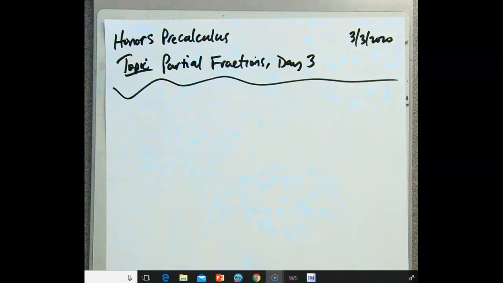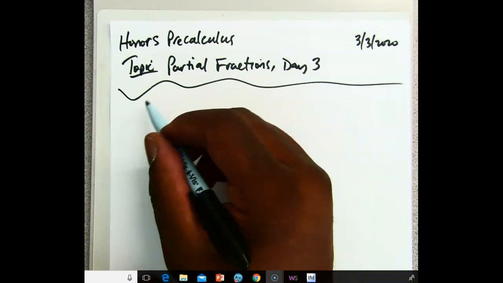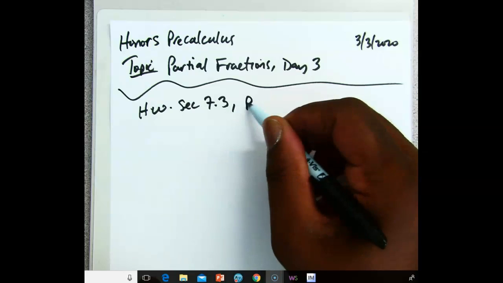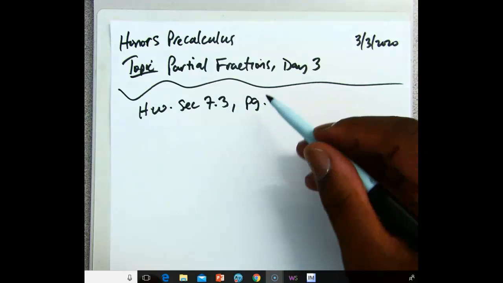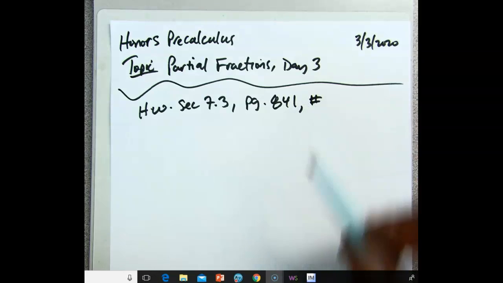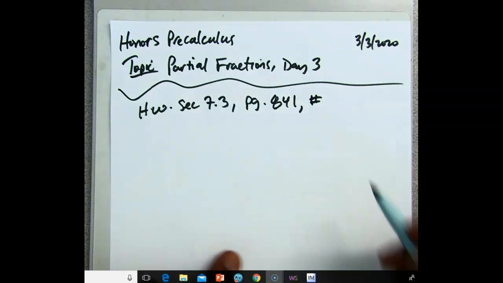Day 3, and again, our homework is section 7.3, page 841, and numbers 29 through 36.